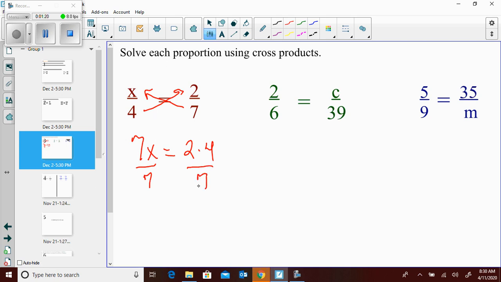Divide both sides by 7. X equals. Can 7 go into 2 or 4? No. So it's just 8 over 7. And that's my answer.